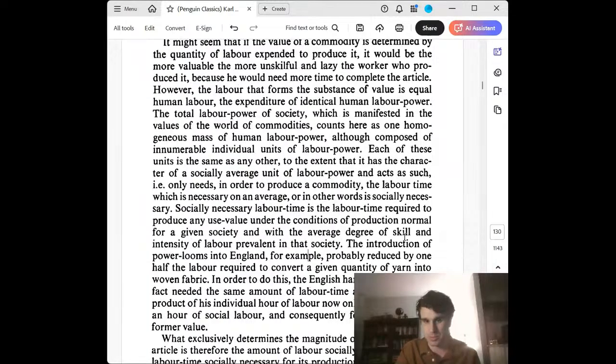And so it follows from this that the introduction of power looms into England, for example, probably reduced by one half the labor required to convert a given quantity of yarn into woven fabric. In order to do this, the English hand loom weaver, in fact, needed the same amount of labor time as before, but the product of this individual hour of labor now only represented half an hour of social labor, and consequently fell to one half its former value.